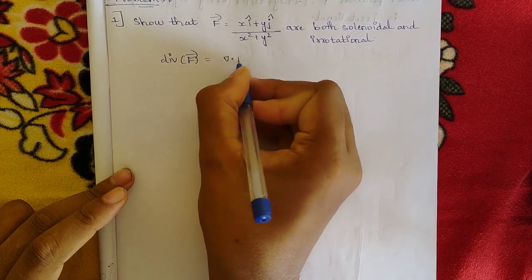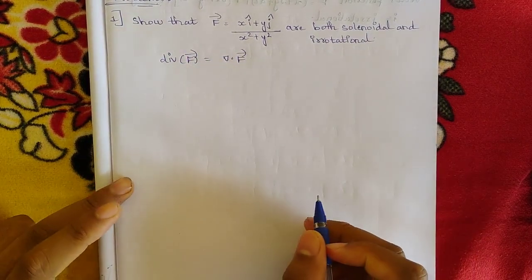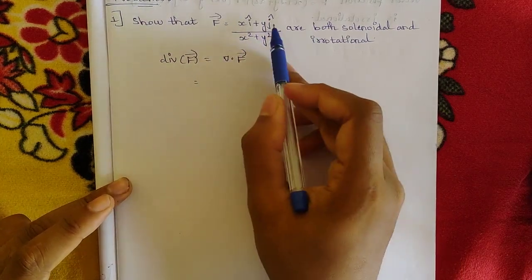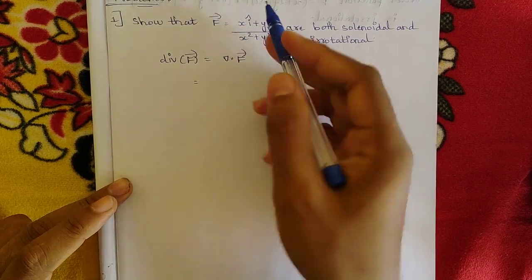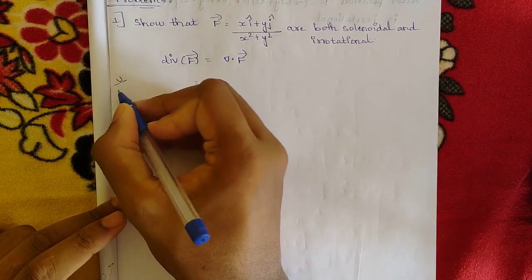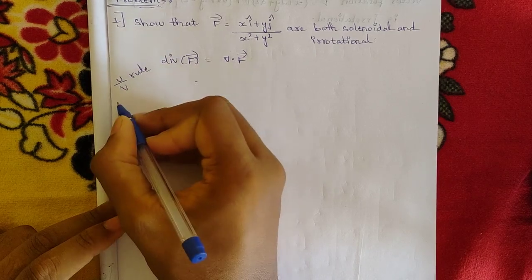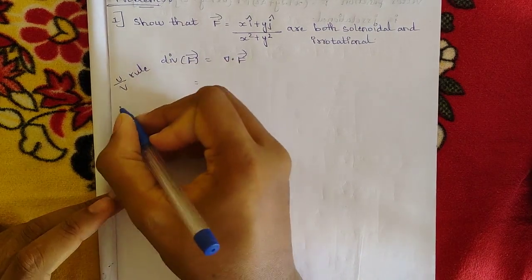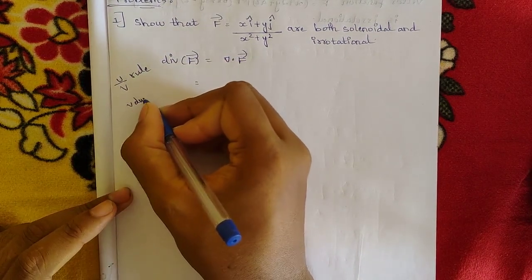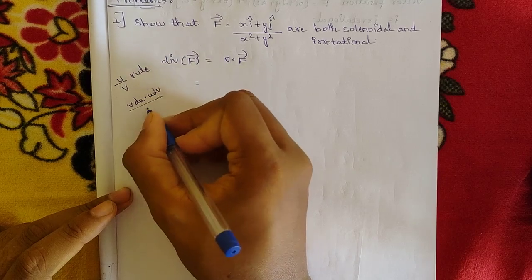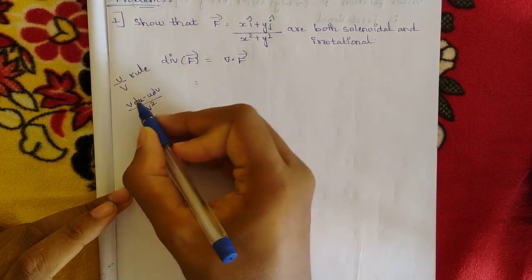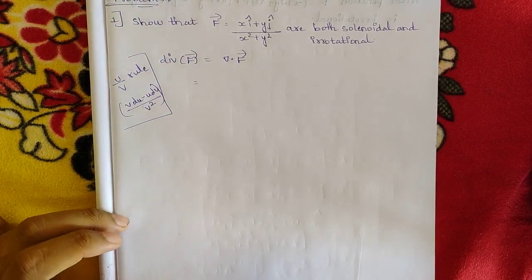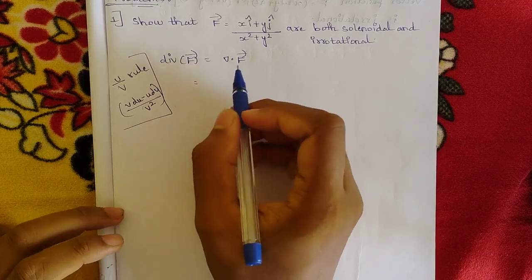That is equal to the dot product, that is del dot f vector, right? So if you take its divergence, since the f vector given here is of the form u by v, that is, it is of the division form, we should be using the u by v rule, which says that v into differentiation of u minus u into differentiation of v, the whole divided by the square of the denominator. This is the u by v rule, hope you know it. We are going to use it here, and let us solve for this divergence of f.